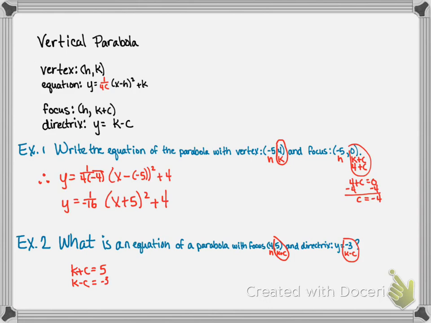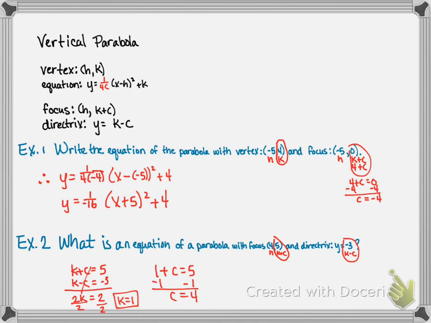This is a simple system like we've already solved. I can just add these two equations together. The c's will be eliminated. I end up with 2k = 2. Divide both sides by 2, k = 1. So I've got h and k. I've got one more variable to solve for, the c. Let's substitute in. So instead of k + c = 5, 1 + c = 5. That must mean that c is 4.